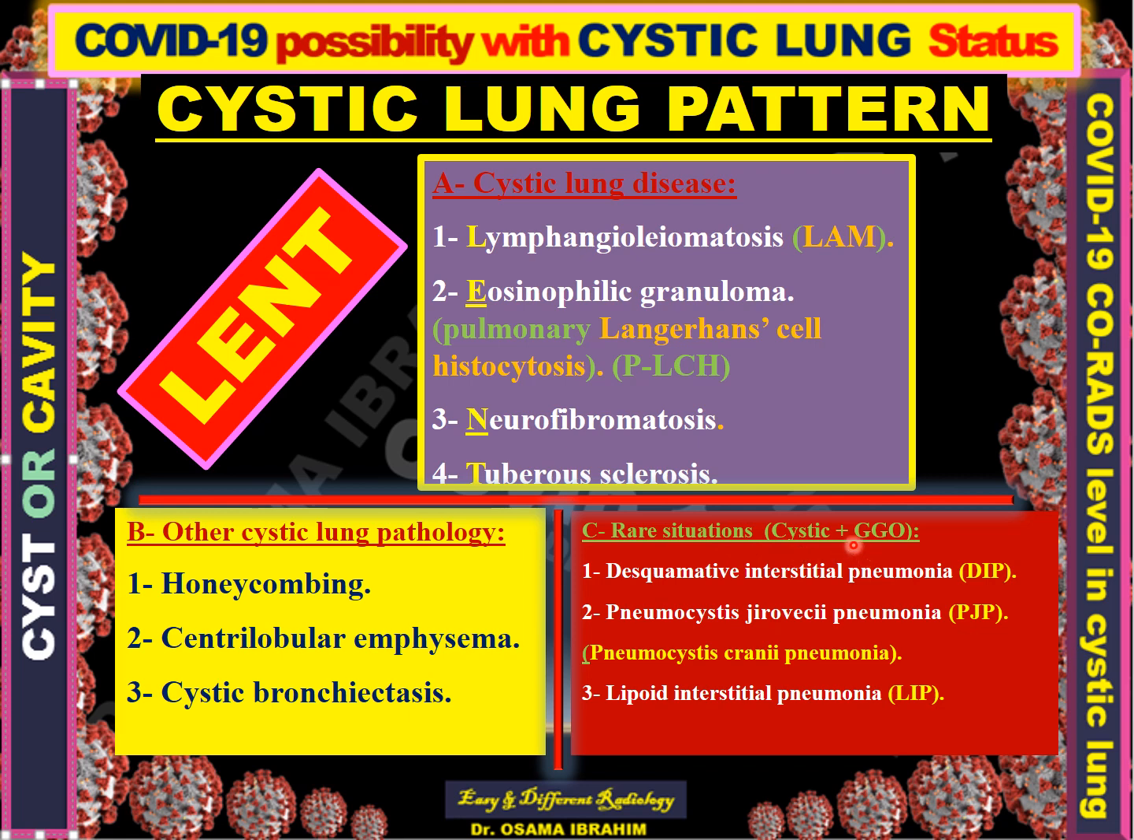In the rare situations when we face cystic lung with ground glass opacity in the same film, there are 3 most common diseases causing this pattern. The first one is desquamative interstitial pneumonia or DIP, and this occurs in smokers. The second is Pneumocystis jirovecii pneumonia, formerly known as Pneumocystis carinii pneumonia, which occurs in low immunity patients, such as patients with cancers or on steroid therapy, or most commonly HIV or AIDS patients.